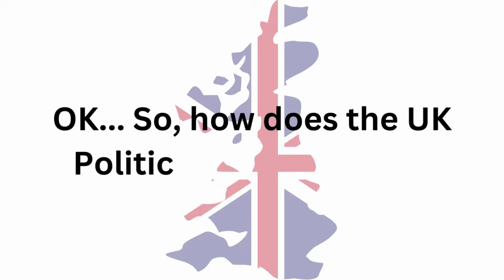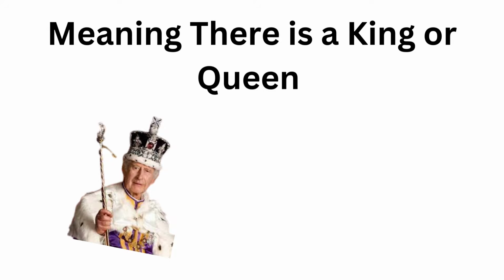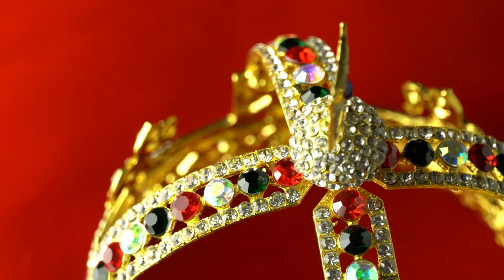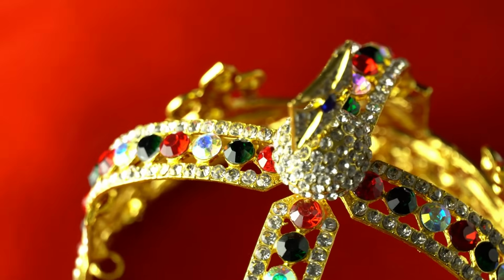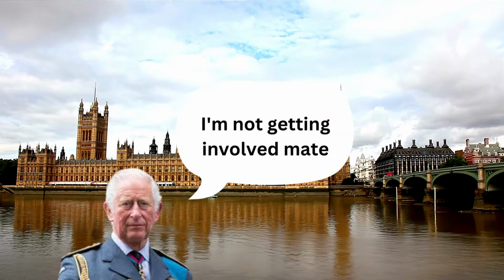Okay, so how does the UK political system work? Well, technically, the monarchy is a constitutional monarchy, which means there is a king or queen. Currently, that would be King Charles. In the UK, though, the monarchy has very limited powers and is largely ceremonial and symbolic, which means they do not get involved in the day-to-day running of the government.